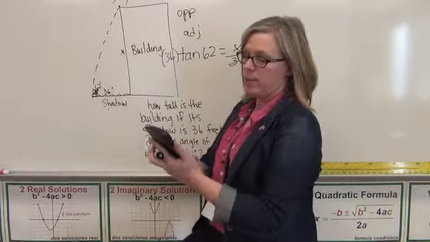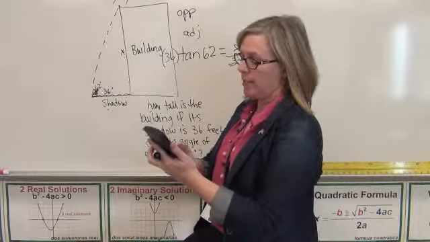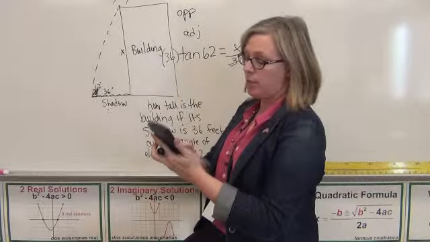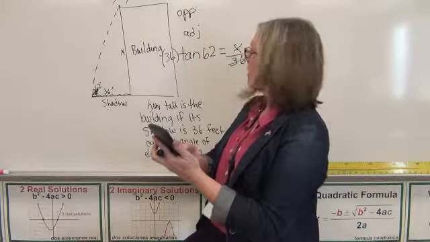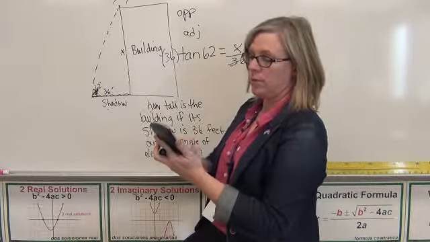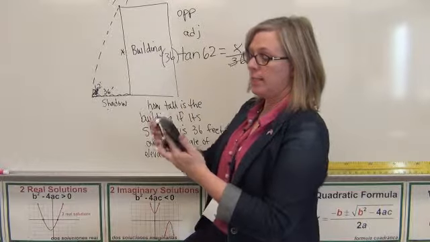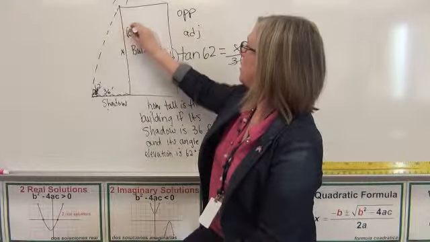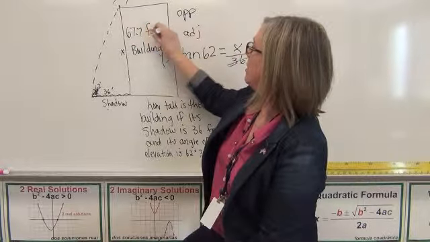Okay, so I'm now going to put in this calculator. 36 times tan 62. Okay, and I get 67.7. What does that mean? That means this building here is 67.7 feet tall.